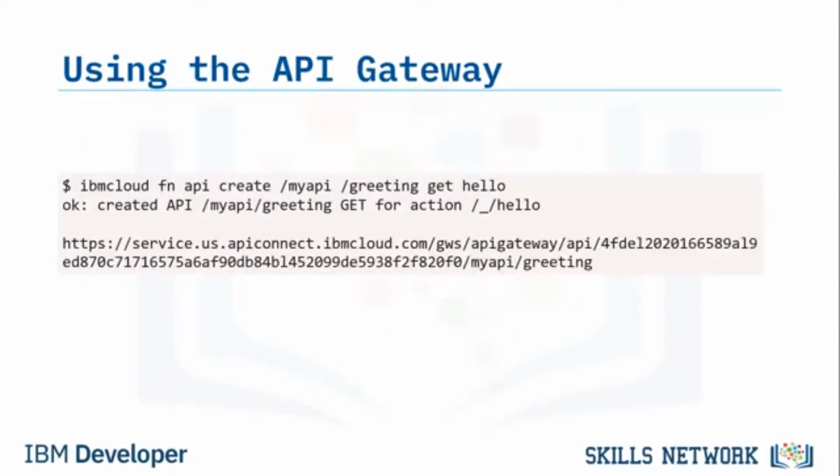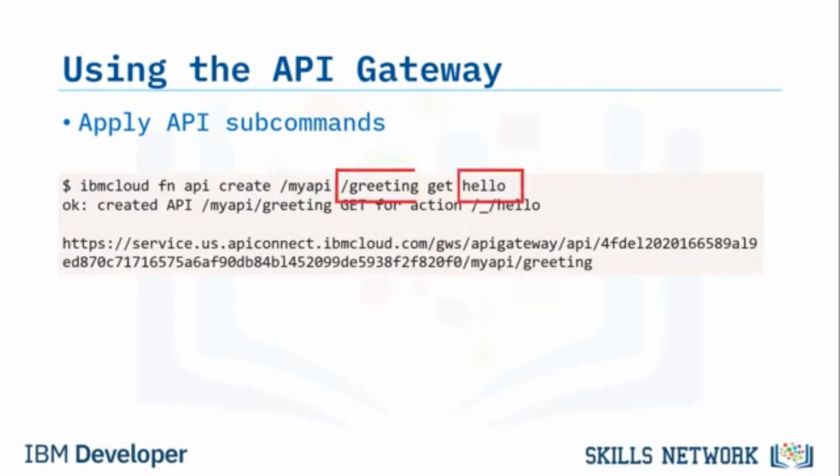To use the API gateway, you'll need to apply API subcommands. The subcommand to create an API is ibmcloud fn api create, followed by base path, API name, HTTP method, and action name. The path name for an API extends the base path if the base path is provided. Although the base path is not required, specifying a base path can help you logically group APIs. All actions used in an API must be web actions. In the labs, you'll have more chances to use web actions and APIs.